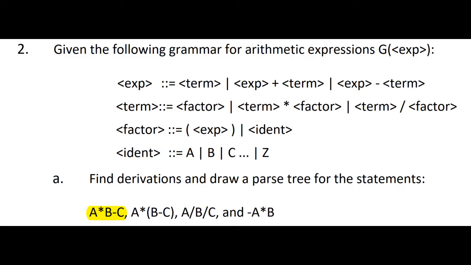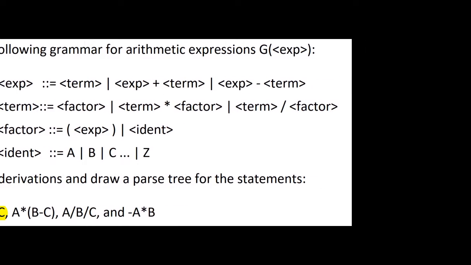Now let's take a look at the second exercise. Given the following grammar for arithmetic expressions, find the derivation and draw a parse tree for the statements: a times b minus c, a times left parenthesis b minus c right parenthesis, a divided by b divided by c, and unary minus a times b. What I will demonstrate now is how to do this for the first statement, that is a times b minus c.